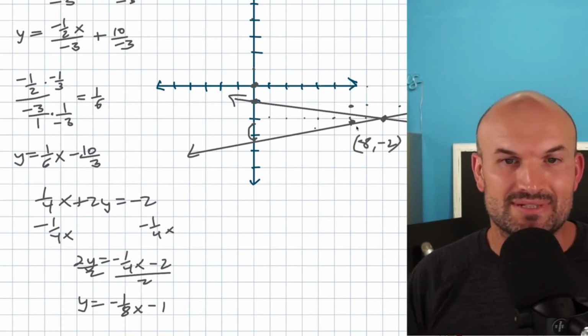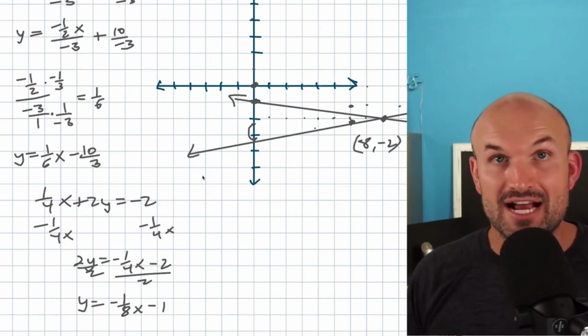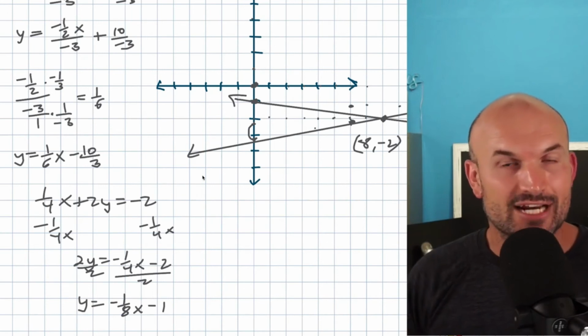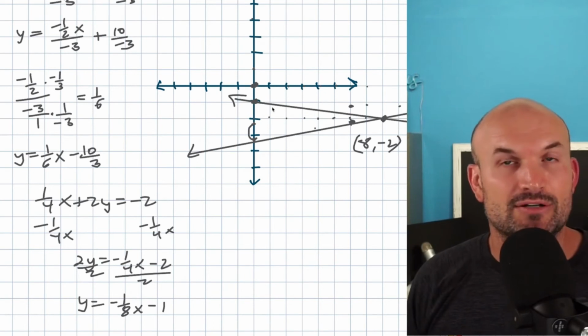But again, graphing depends on the restrictions. It's just important to understand how to write in slope-intercept form, as well as how to graph something when you have fractions. You don't always have to have a y-intercept as an integer to be able to graph the equation.